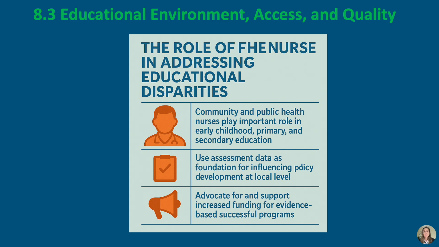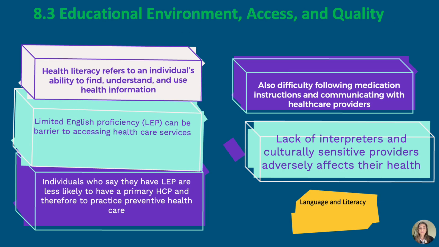So when we think about this in terms of what is the role of the nurse here, community and public health nurses really are key in this childhood and primary and secondary education. They're in the school systems. They have the ability to influence change on those levels and at the county level and in research. So we use assessment data as foundational for influencing policy and development at local levels, advocate for support and increased funding. So we grant programs, like I said, and research making high impacts here.